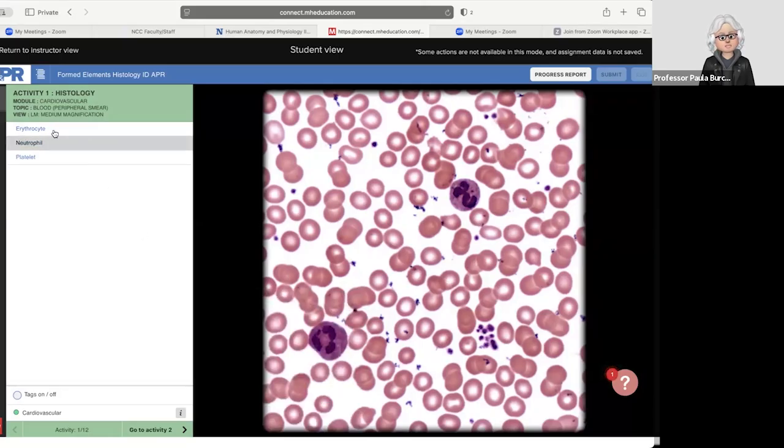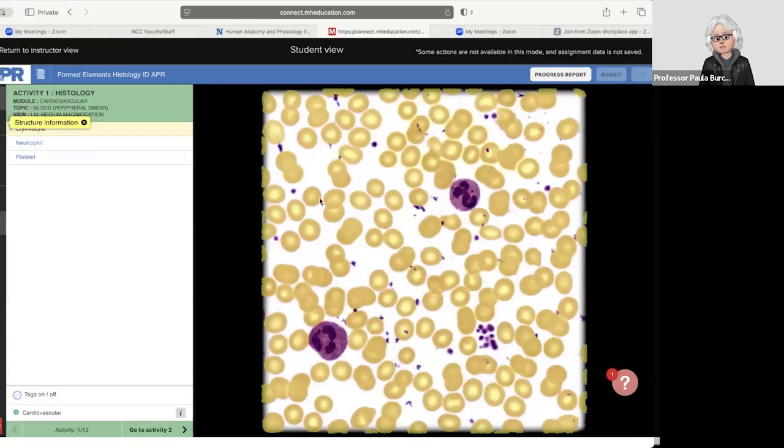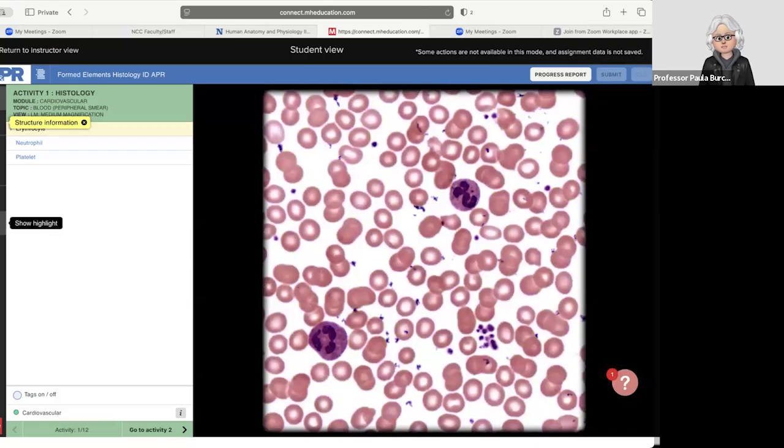Let's start with the erythrocytes or red blood cells. Now, when I click on this, notice that all of the red blood cells or erythrocytes are highlighted. Let's say I don't like that color. I can go over here to the eyedropper, click on it, and I can change the color. So I'm going to change it to yellow. Maybe after I know where the cells are located, I want to get rid of the highlights so that I can actually see those cells or that structure if you're looking at the cadaver. So I can click on what looks like a highlighter and it goes away.